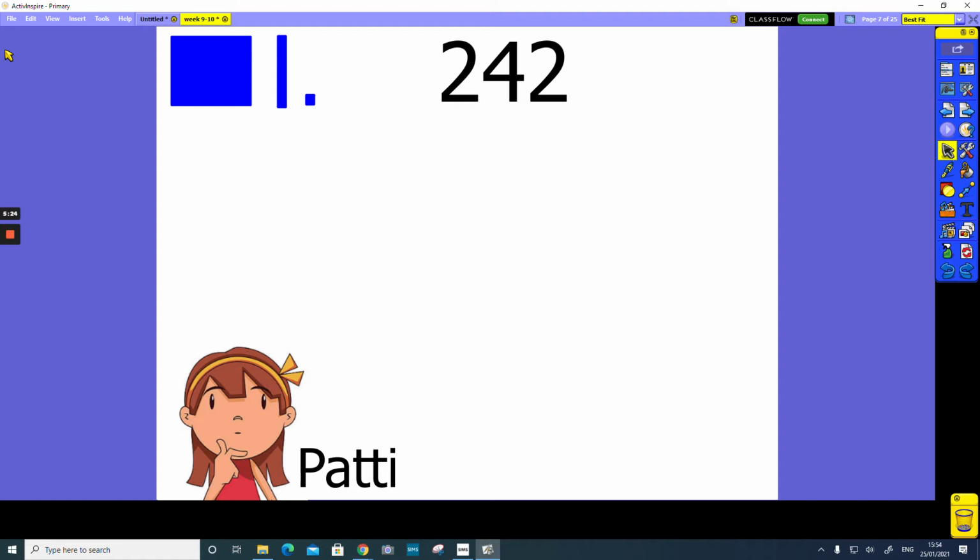Represent 242 using the Dean's blocks. Draw it down on the piece of paper in front of you. Press pause and press play when you're ready to check your answer.